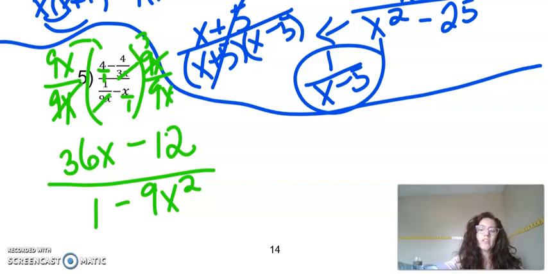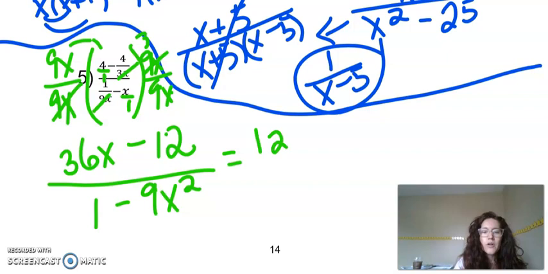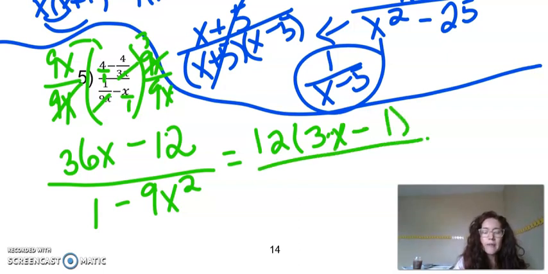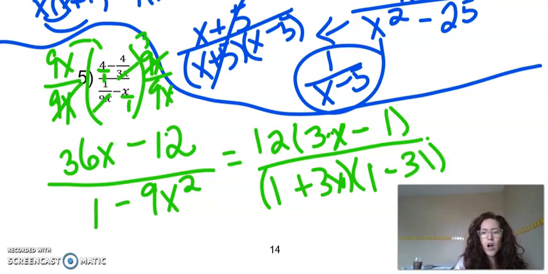What time is it? Factor time. Numerator, what comes out here? We're going to take a 12 out, and I'm going to have 3x minus 1. Denominator, oh yeah, difference of two perfect squares: 1, 1, 3x minus... oh, this is a thing. What's going on here? 3x minus 1 and 1 minus 3x.